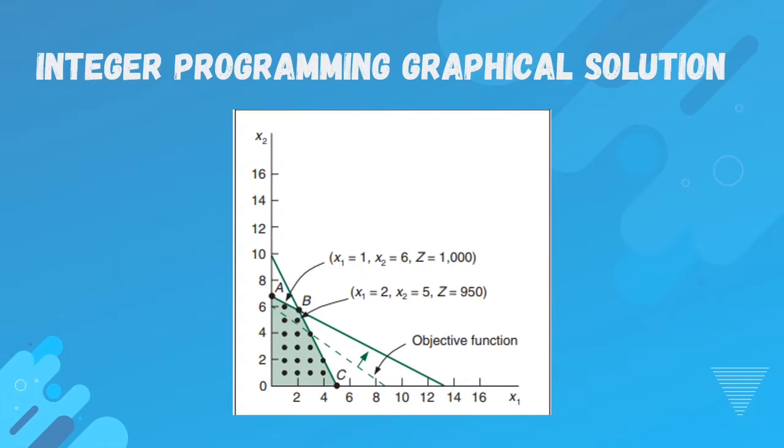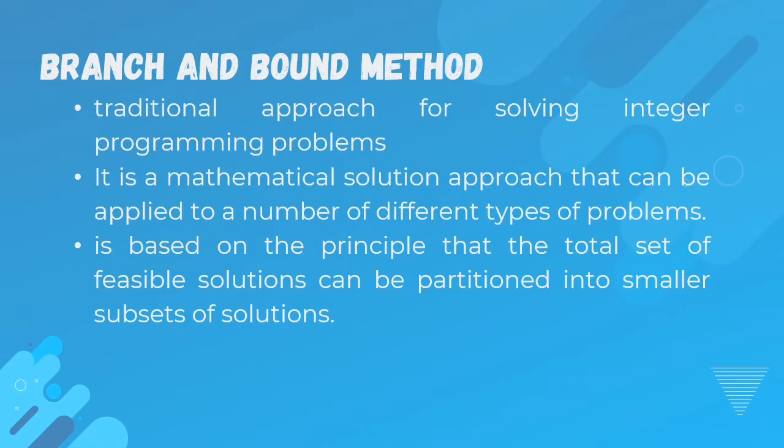Para makakuha ng sagot na optimal, a more direct approach for solving integer problems is required. At ito yung tinatawag na branch and bound method. It is a principle that a total set of feasible solutions can be partitioned into smaller subsets of solutions. These smaller subsets can then be evaluated systematically until the best solution is found.